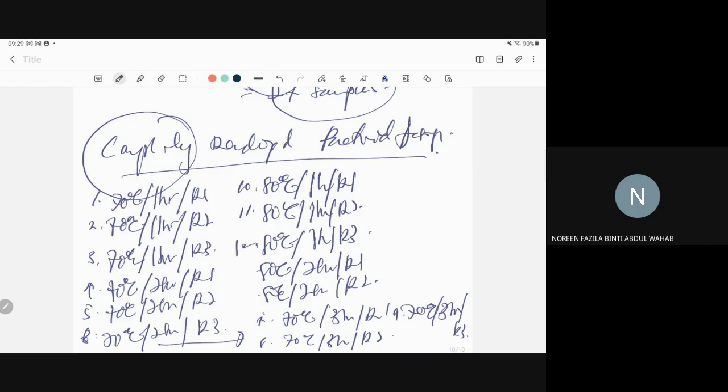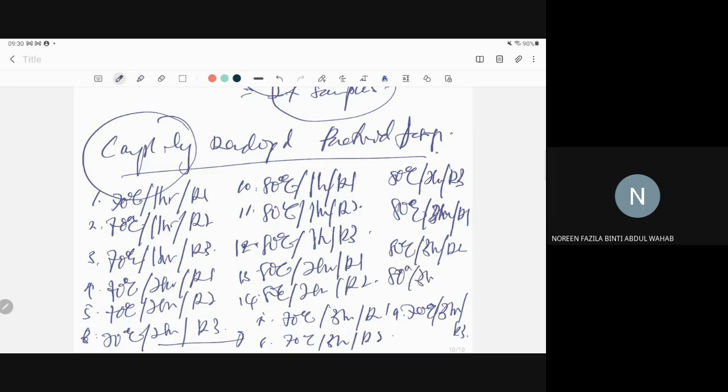11, 12. Okay, and then you have 80 degrees C, 2 hours, rep 1. 80 degrees C, 2 hours, rep 2. Okay, 12, 13, 14. And then you have 80 degrees C, 2 hours, rep 3. Okay, and then you have 80 degrees C, 3 hours, rep 1. 80 degrees C, 3 hours, rep two. 80 degrees C, 3 hours, rep three.